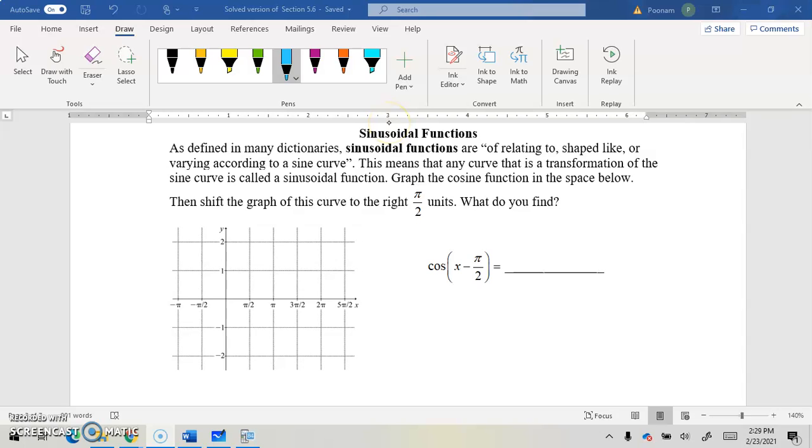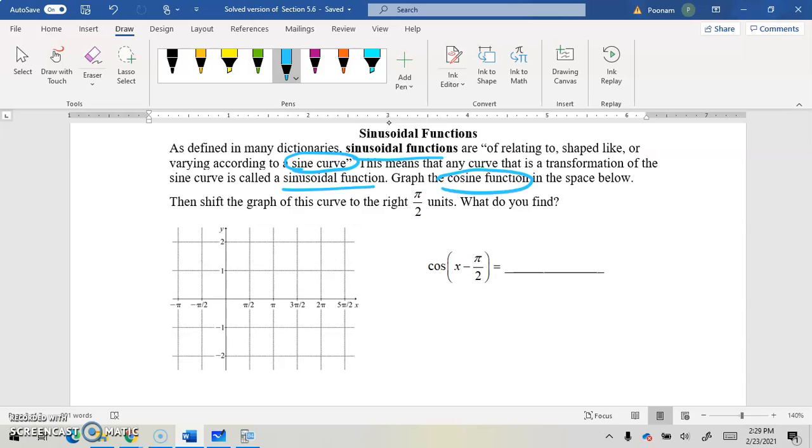So what do sinusoidal functions mean? Sinusoidal functions are very important functions. They are defined in dictionaries as relating to, shaped like, or varying according to the sine curve. They look like the sine curve basically. This means that any curve that is a transformation of the sine curve is called a sinusoidal function.